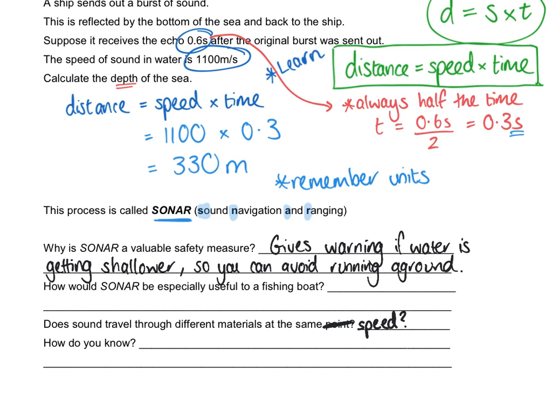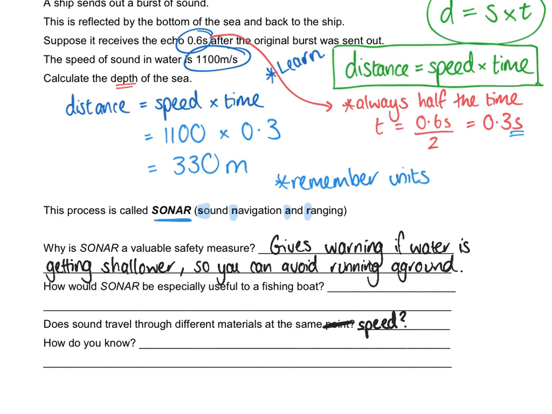And if it goes on land, then that can be damaging to the boat, and it means it can't travel any further. So it might be a sandy bank or rocks or whatever that may be. So it gives warning if the water is getting shallower, so you can avoid running aground. You don't need to have that word for word, but as long as you have something along those lines.